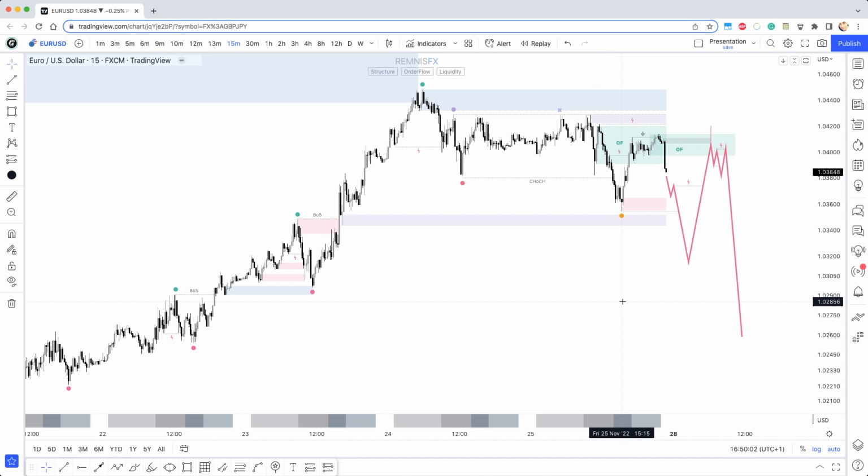So let's see what price action will show us in the coming week, and hopefully it will give us some proper setups to go with. But yeah, just my view of things, you know.